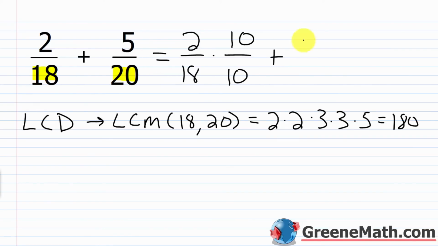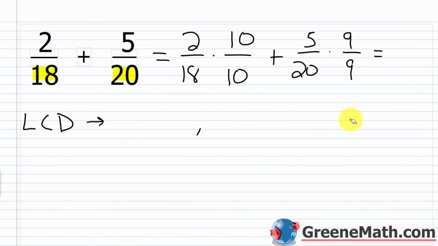Now I'm going to do the same thing with 5 over 20. How do I go from 20 to 180? Well, I need to multiply by 9, right? 20 times 9, 2 times 9 is 18. Put a 0 at the end. So to make it legal, I multiply the numerator by 9 and the denominator by 9. And I'm just going to continue this down here. And let me just erase this, make it a little easier for us to follow. So I'm going to put the LCD as 180, and I'm going to continue this down here.